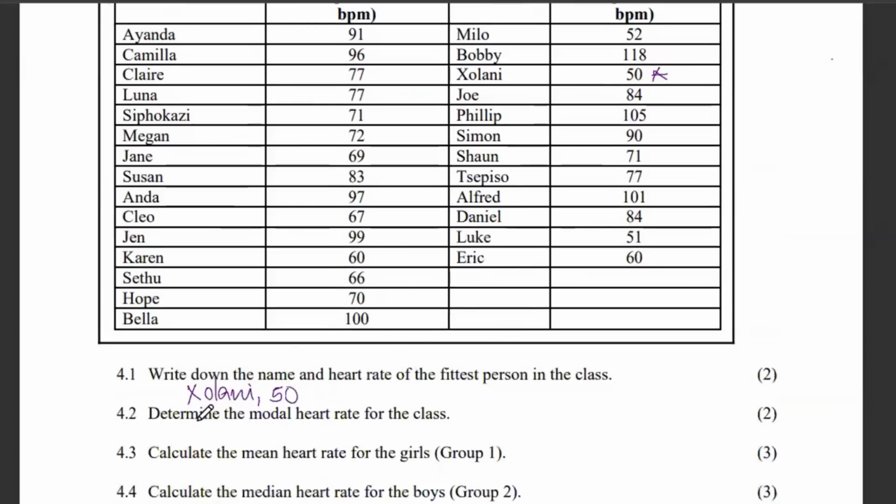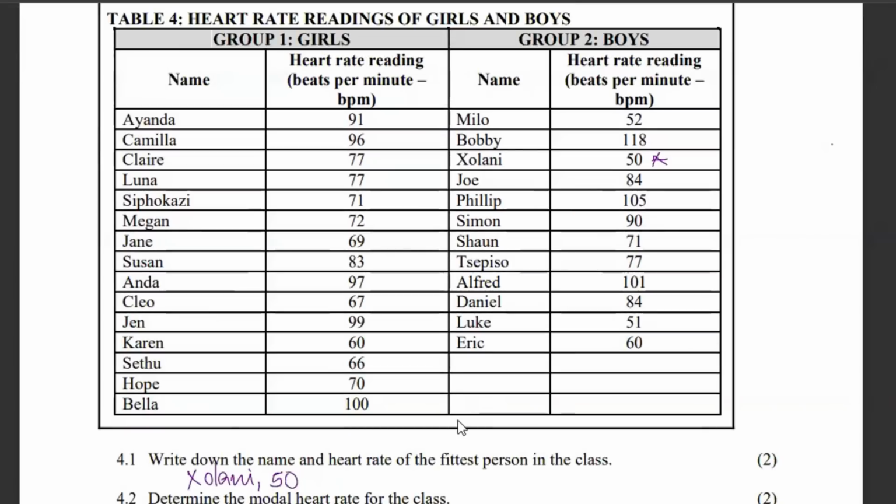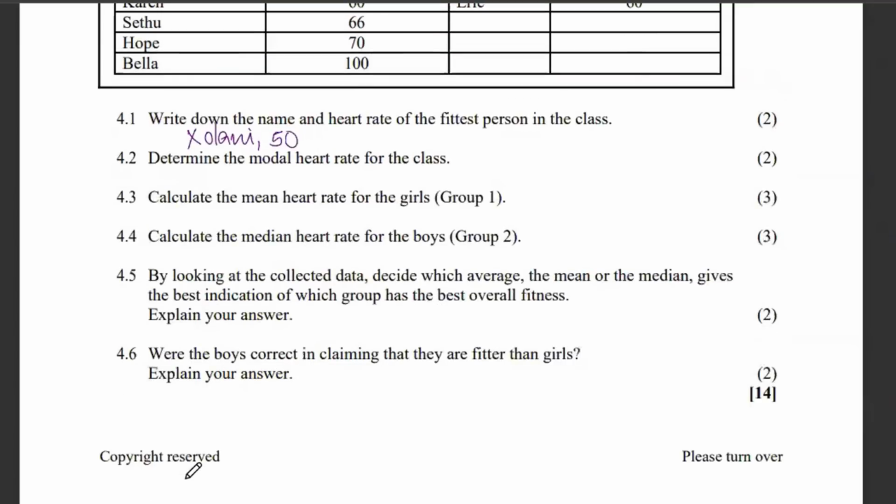Okay, they're telling us to determine the modal heart rate for the class. We are looking for how many times each value occurs. We have 73 three times, so the mode is 73. The mode is 77, sorry, not 73.